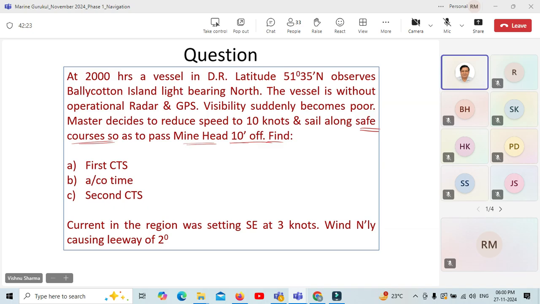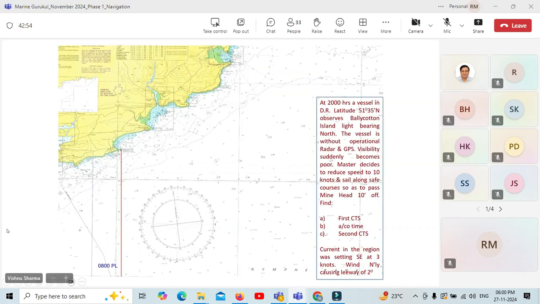Find: A, what should be the first CTS the vessel should set sailing upon. B, what time should she alter the course. And C, what should be her second CTS. Current in the region was setting southeast at 3 knots. Wind northerly, causing a leeway of 2 degrees. So this is the question, guys.